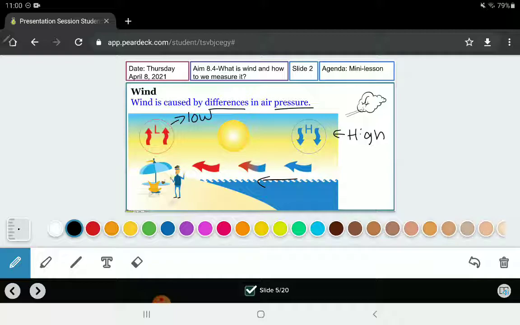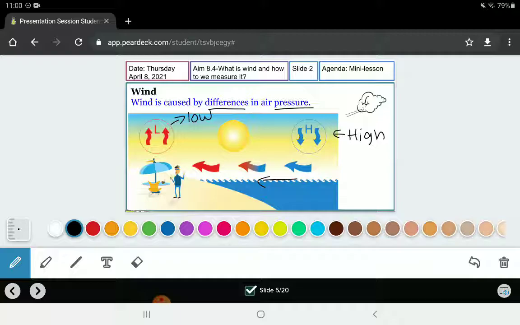And then land is warm. That sand has been cooking in the sun all day, is nice and warm. And so the air is going to heat up. Because the air is heating up, it becomes less dense and it's actually going to rise, creating a low pressure system. And that is how our air is going to move.